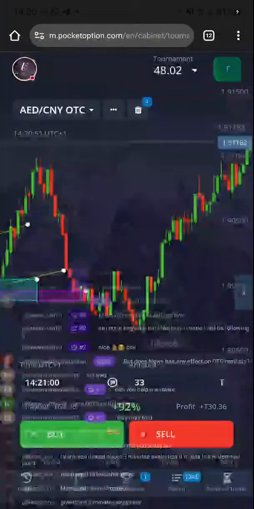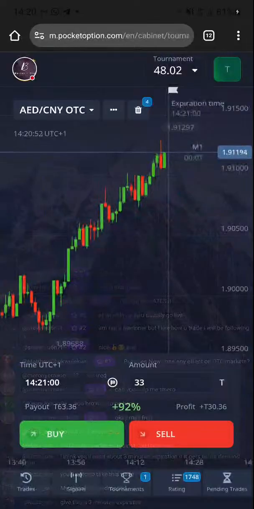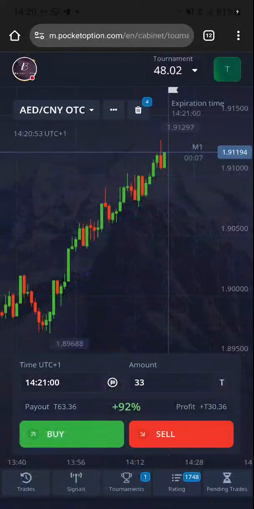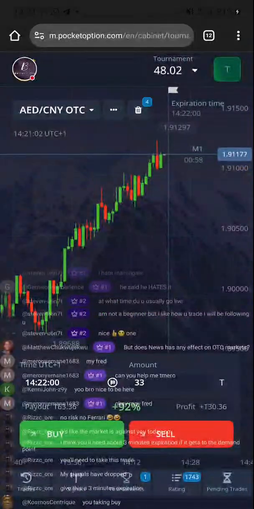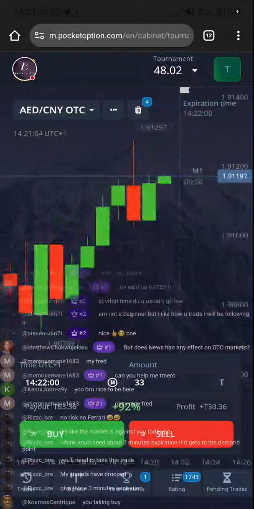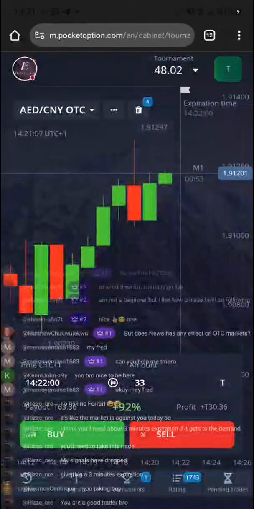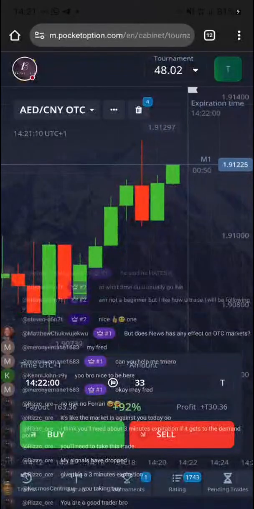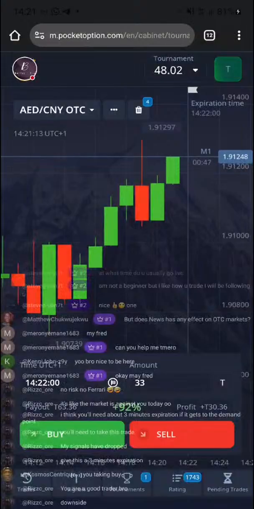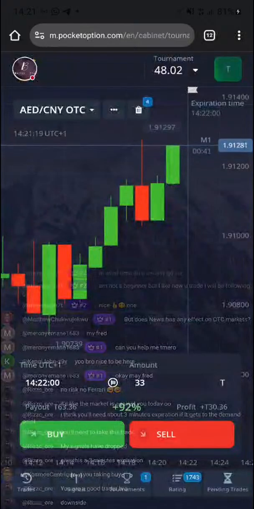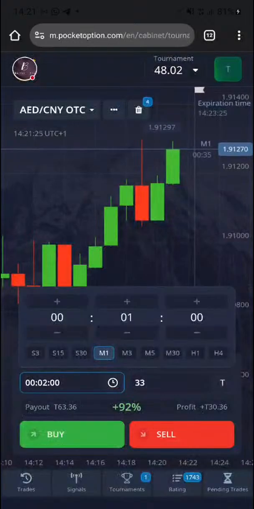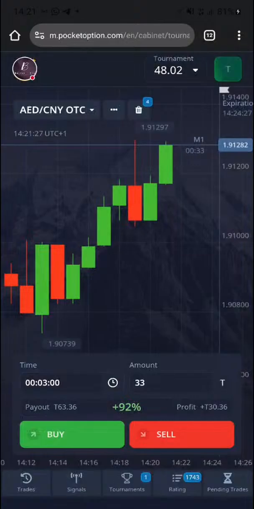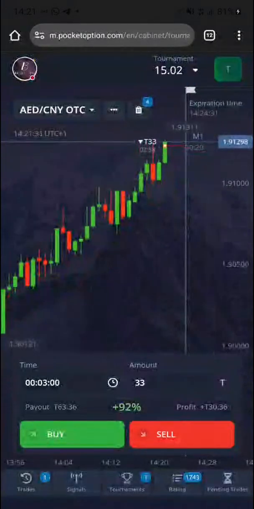Give this a 3 minutes expiration. To the upside or to the downside? Okay, we're taking a buy. Okay, fine. Let's take this trade request from Reese. It wants us to give it a 3. Okay, we should take a sell to the downside. Don't worry, let's take that request. I'll set it to M3. Then we'll take 3 minutes straight to the downside.